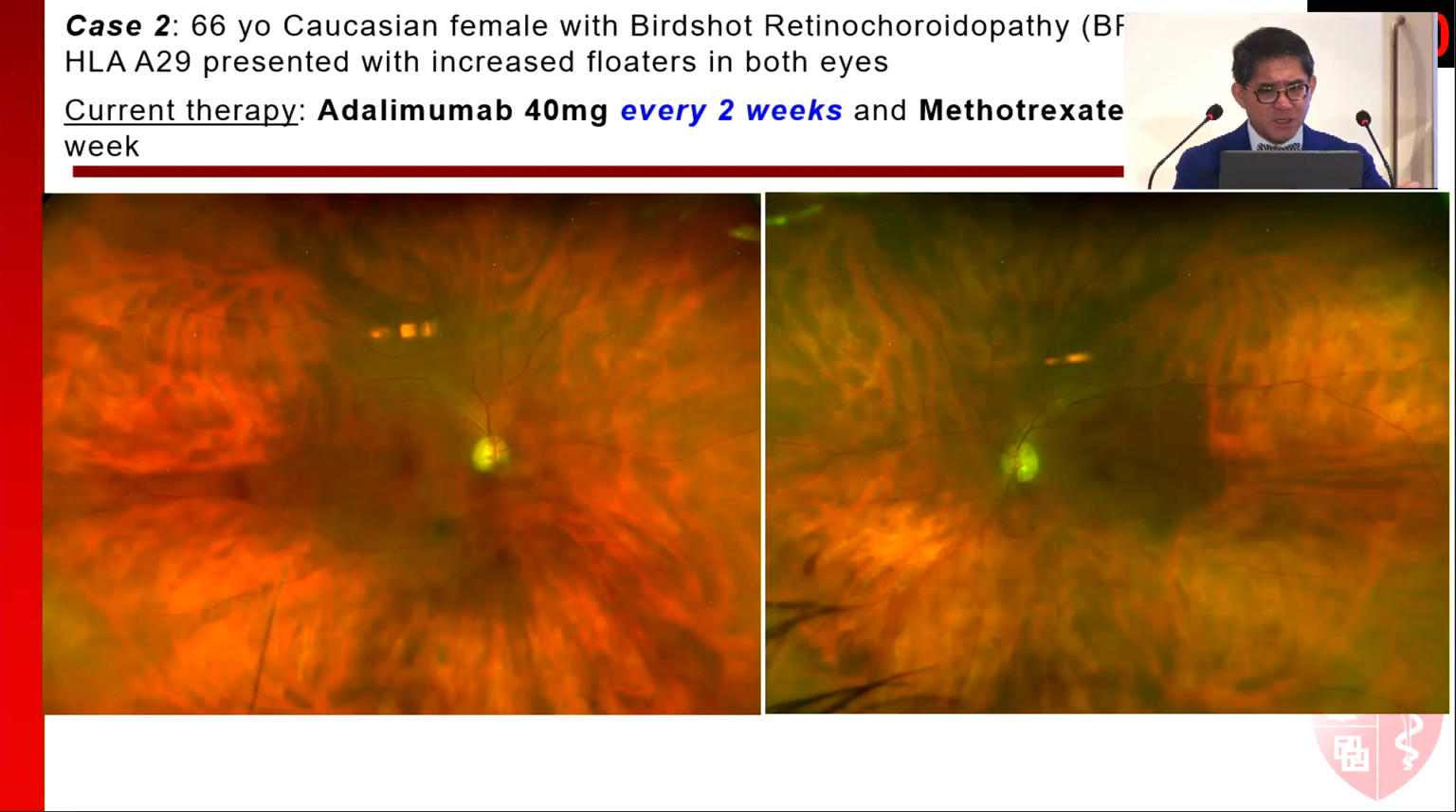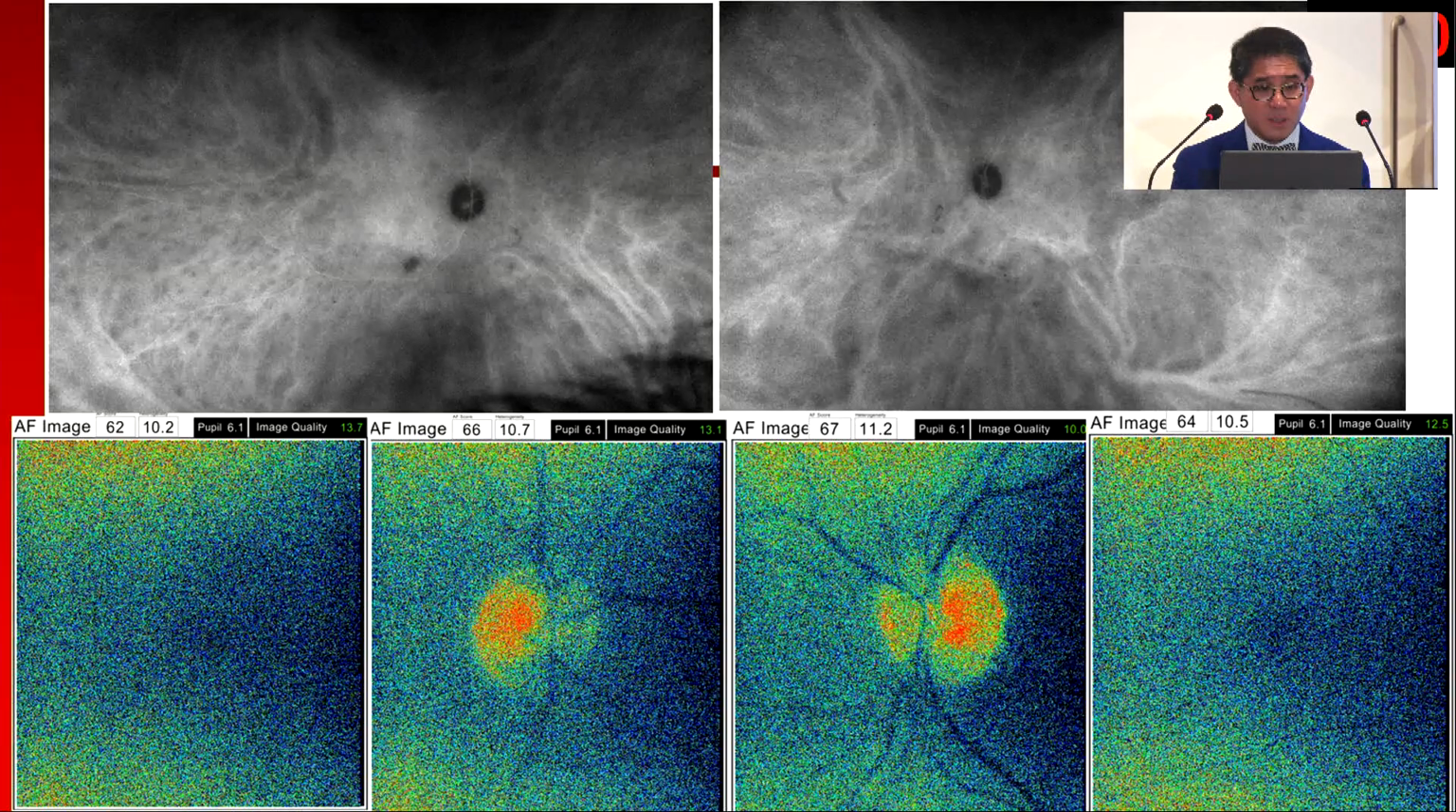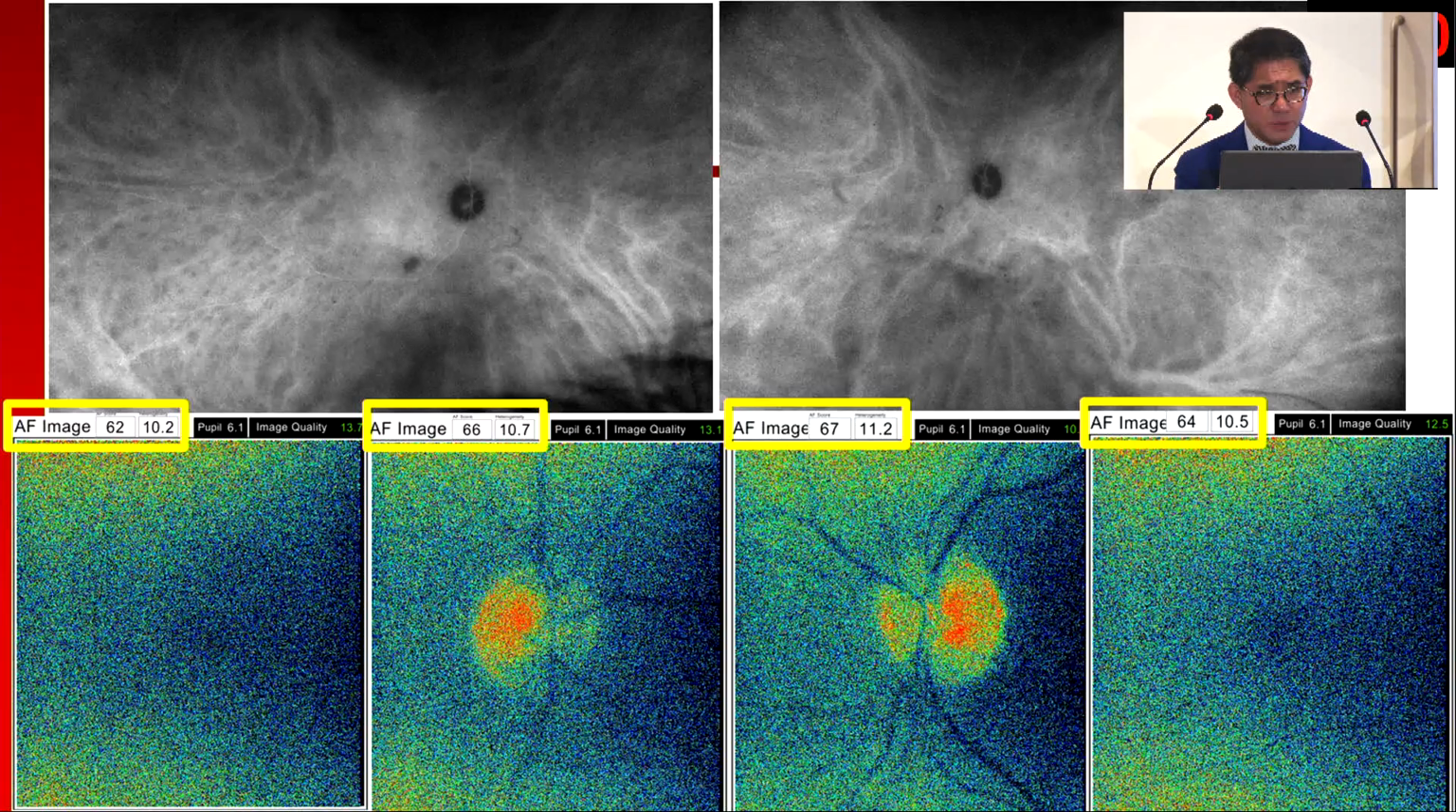This next patient also had birdshot. However, from our clinical knowledge, we thought that she was stable, so we kept the patient only on adalimumab every 2 weeks and methotrexate 10 milligram. So we think that this patient who also had birdshot may have a lesser disease. However, the ICG are shown as expected. But when we look at the FPF, the number is actually higher than the other patient.